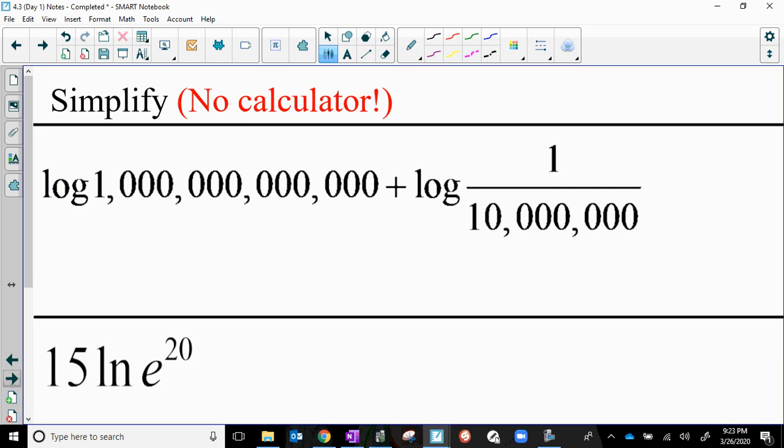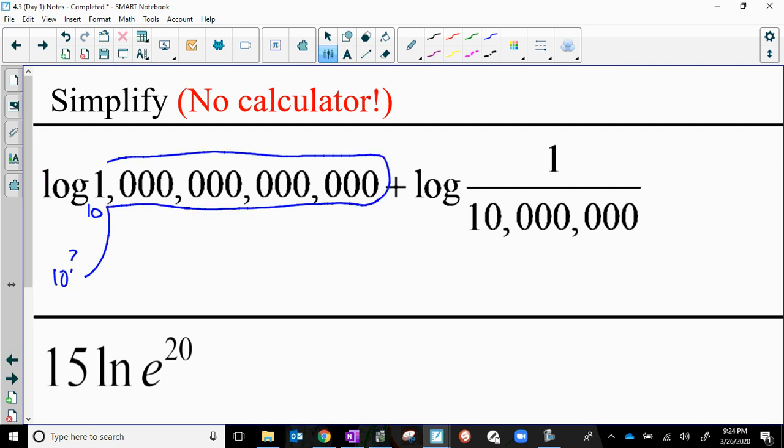So a couple more examples, things I would expect you to be able to do without a calculator. Normally I throw this on as a no calculator portion of a test. So we have the common log of, let's see, hundreds, thousands, millions, billions, 1 trillion. So this is really a 10 here. What I'm really thinking is 10 to what power equals this big number? That's easy. Powers of 10 are 1 followed by zeros. You just count the zeros.